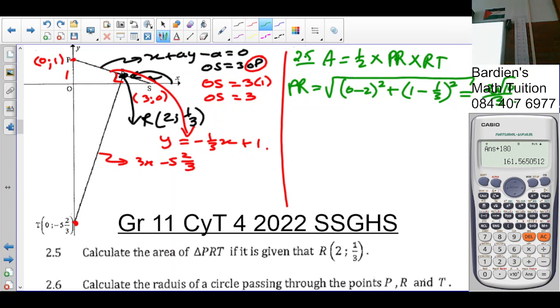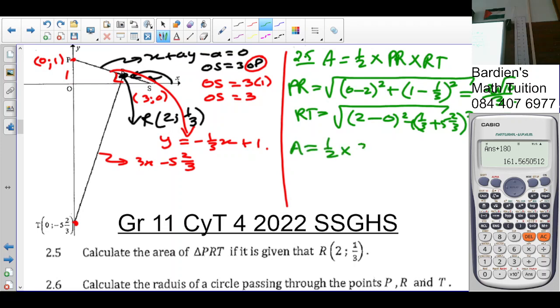And then the length of RT, same story. RT is going to be 2 minus 0 squared plus a third minus 5 over 2 over 3 squared. That gave you an answer of 2 root 10. Now coming back to the area, it's going to be a half times 2 root 10 over 3 times 2 root 10. That cancels, so it's going to be 20 over 3 units.